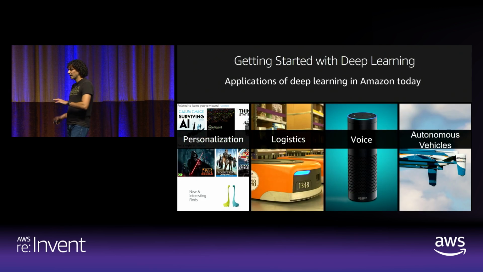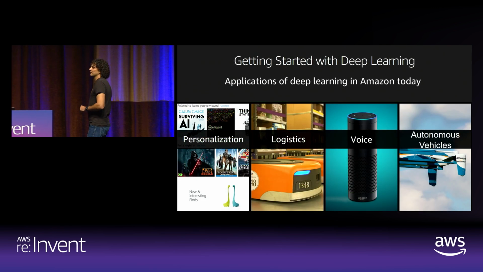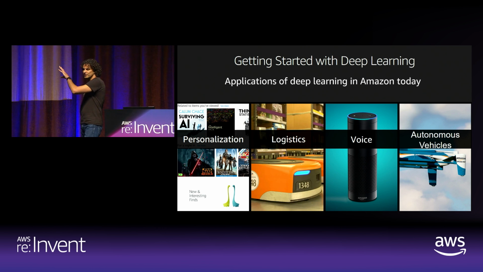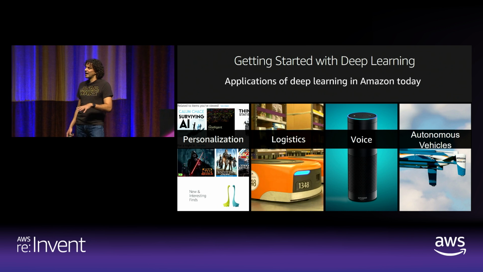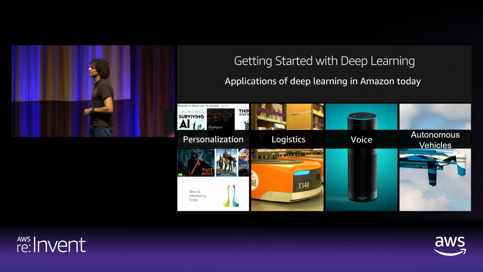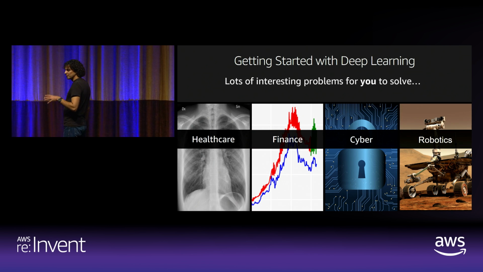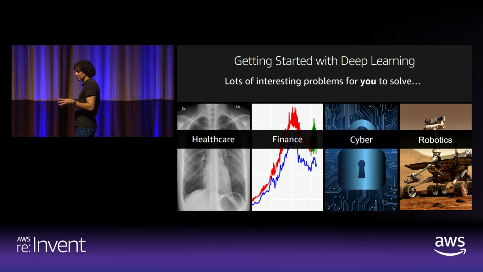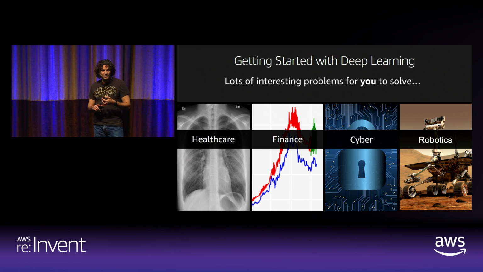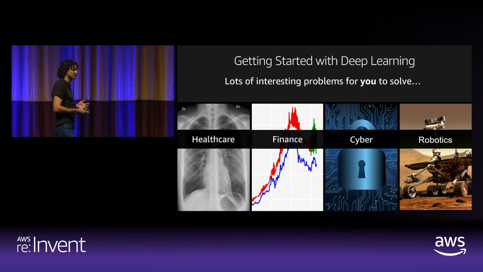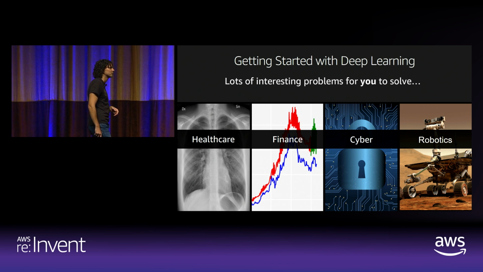OK, so we're done with looking into some code examples. I want to encourage you to get started with deep learning. I showed you some of the applications we're using within Amazon. But really, there are so many other exciting applications where deep learning can solve problems that were very hard to solve so far in healthcare, in finance, in cybersecurity, in robotics. And these are just a few examples. There's so much more.